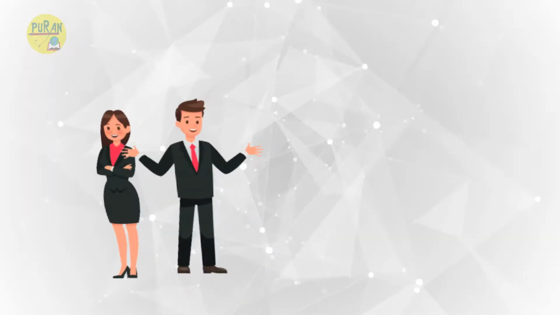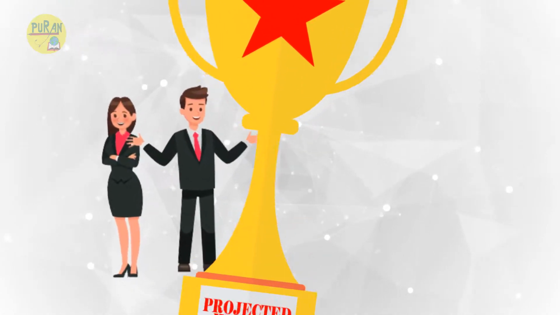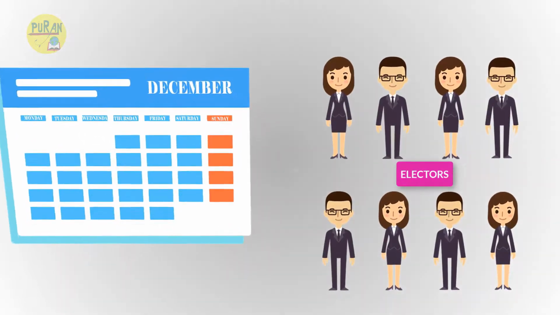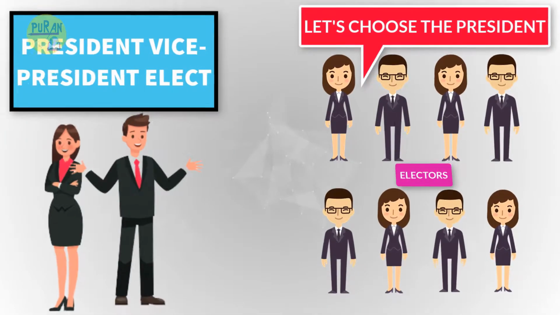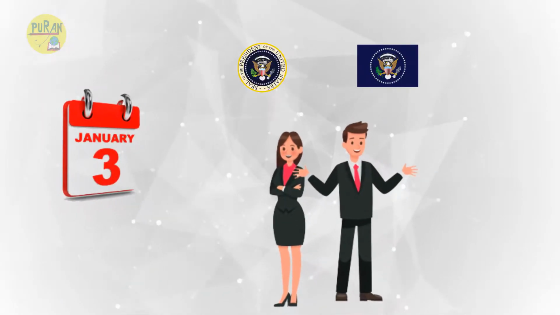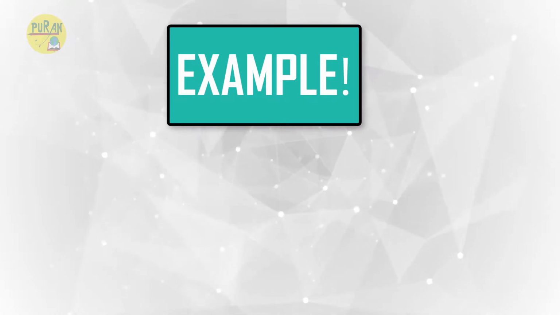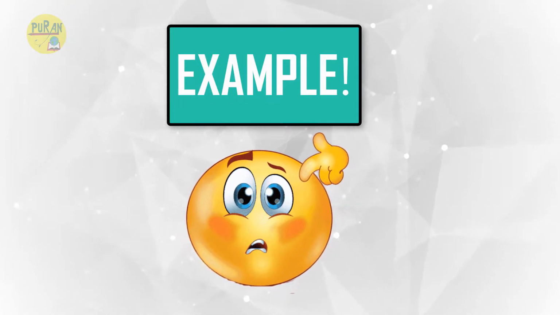A projected winner is announced on the night of voting and in mid-December, electors meet at their respective states and choose the president-elect. Next year, on January 3rd, the president-elect is sworn in as the President of the United States. Let me give you examples or you will still be confused.